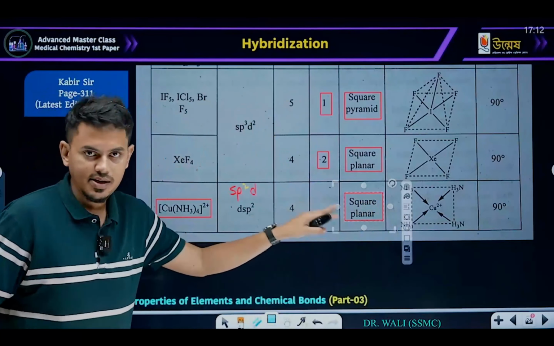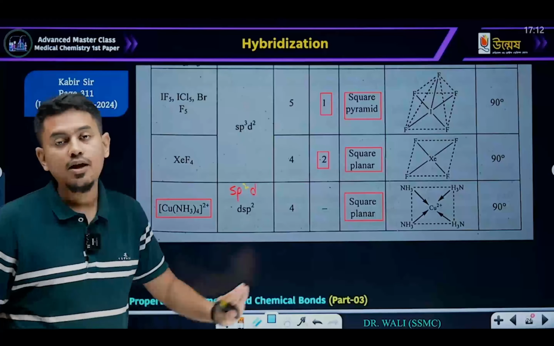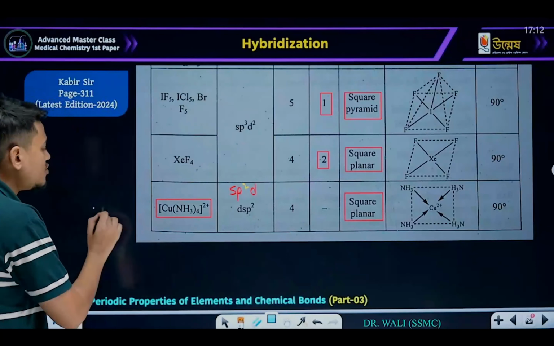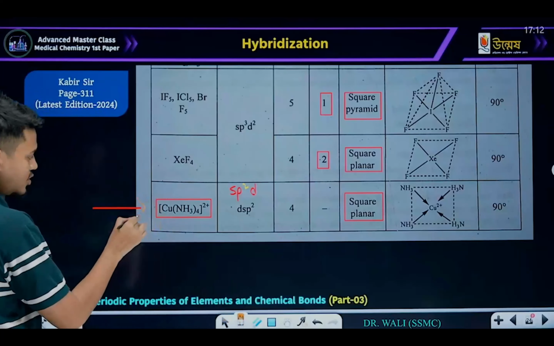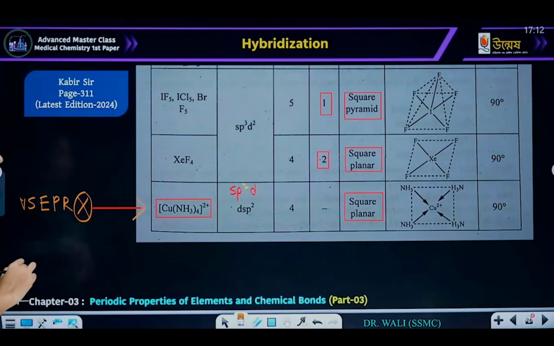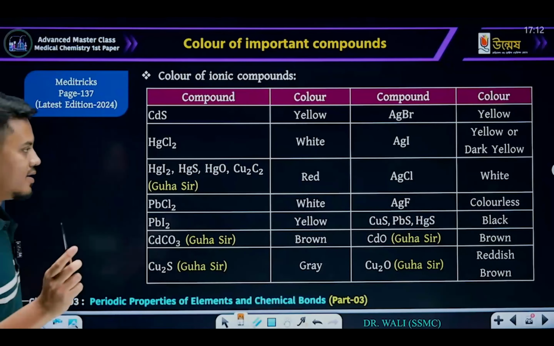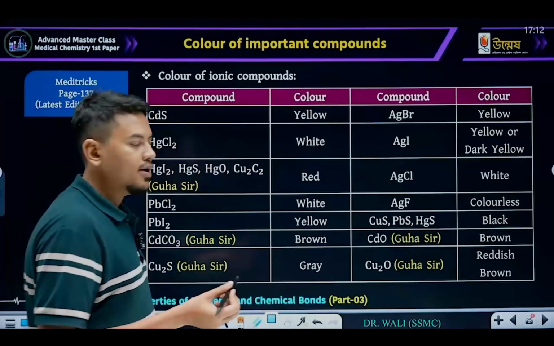It is without any lone pair electron. It does not have any lone pair electron, but the shape gets distorted because of the hybridization, not because of the lone pair electron. Okay, this is not related to VSEPR. So this is a distortion, but it is not related to valence shell electron pair repulsion theory. Now, regarding color of ionic compounds, let me mark some compounds which are important for the admission test.